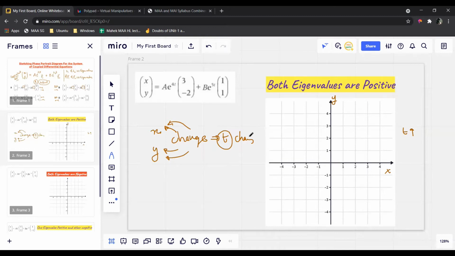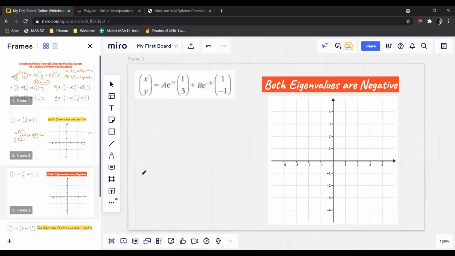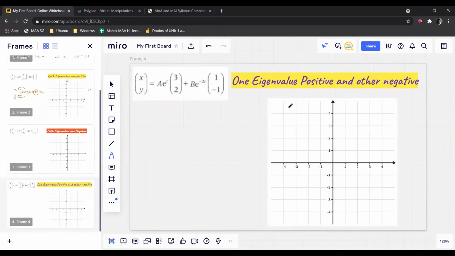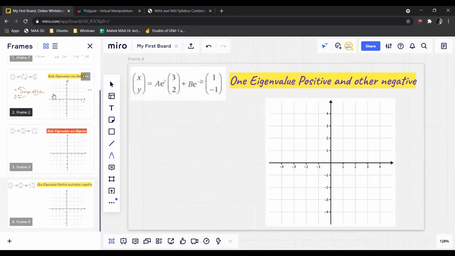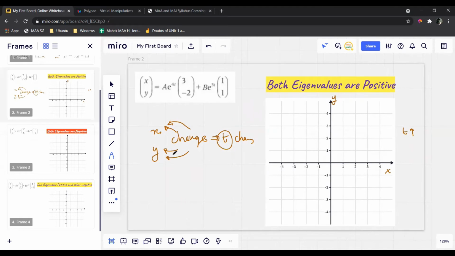To continue with how to sketch this diagram, we have considered three cases. The first case is where we have taken both eigenvalues as positive. We'll see another case where both eigenvalues are negative, and the third case where one is positive and one is negative. Before starting the diagram with both values positive, let me give you some basic things we'll follow in all three situations. Look at this: lambda 1 over here is 4 and lambda 2 is equal to 5.